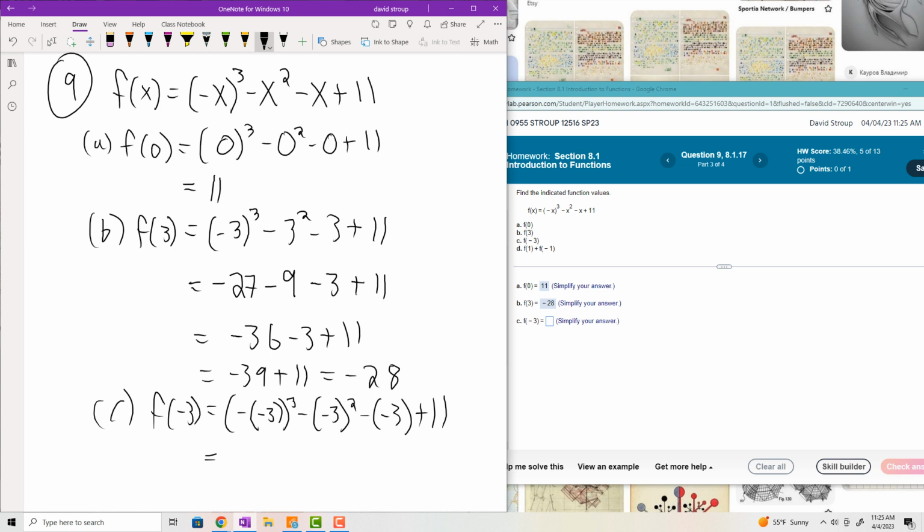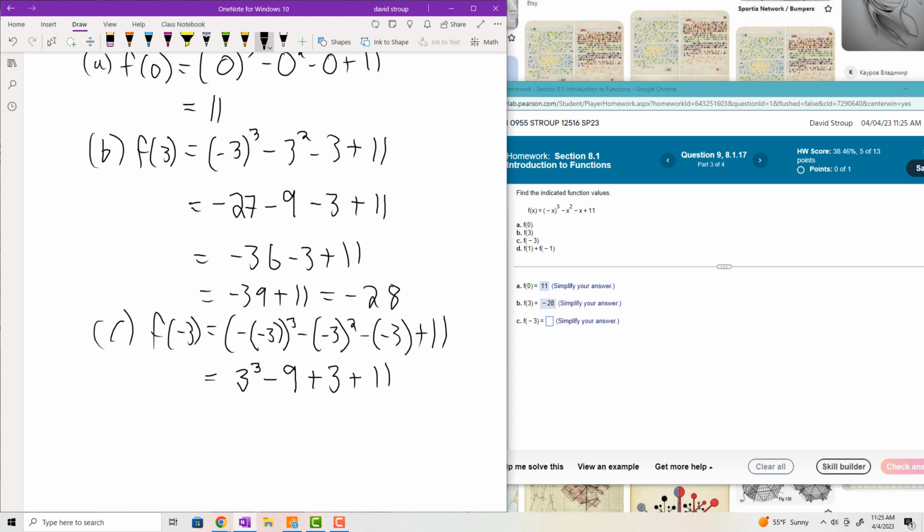Okay, and then just slowly simplify. So in the first parentheses, you'll have negative negative 3. That's the same as 3. So you just end up with 3 cubed. Then minus negative 3 squared is negative 3 times negative 3. That'll be positive 9. And then negative negative 3 is plus 3, and then plus 11.